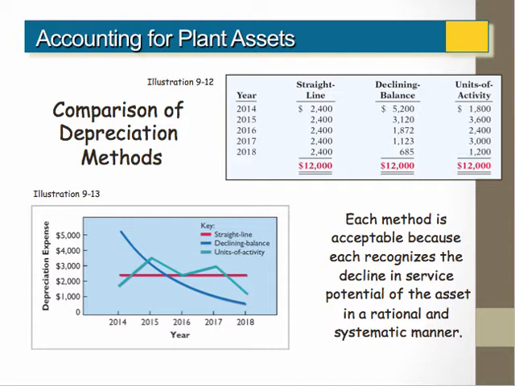But in any case of these three methods, they always come up with the same amount of depreciation at the end of its useful life. So you can see where the declining balance will start high and end up low, the straight line will stay the same, and the units of activity will go up and down depending upon usage.